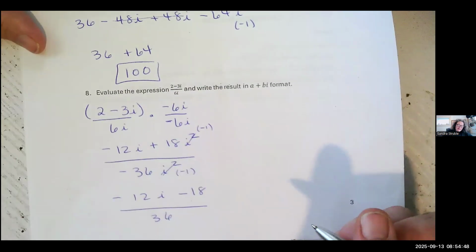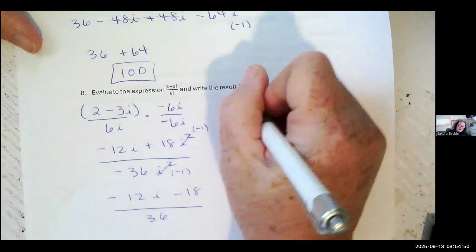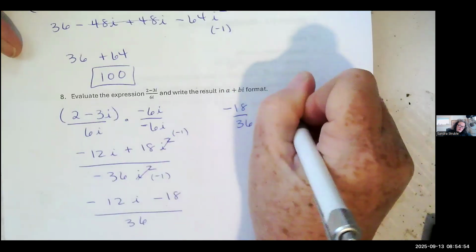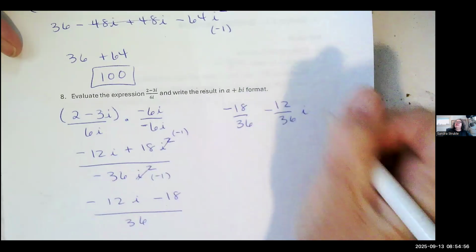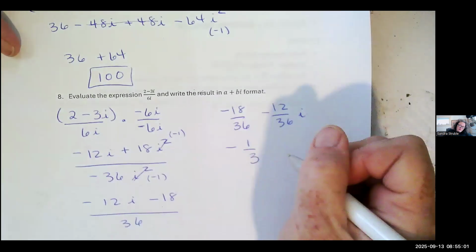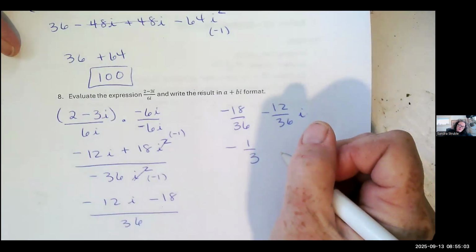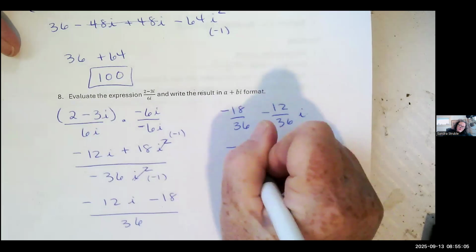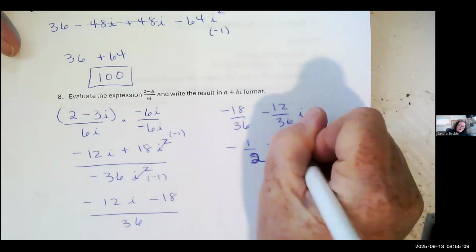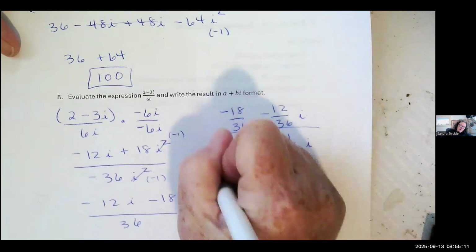Now we need to write this in a plus bi format. So that's -18 over 36 minus 12 over 36i. And then we need to reduce. This is -1/3. Nope, 18 times 2 is 36. So that's -1/2. Sorry, y'all. That's -1/2 minus, there we go, 1/3 i.